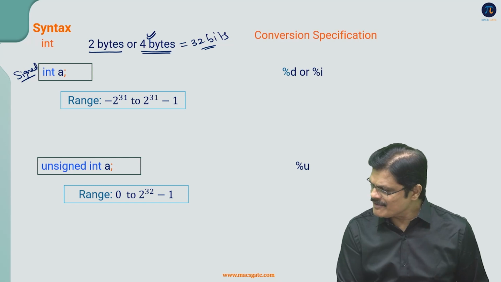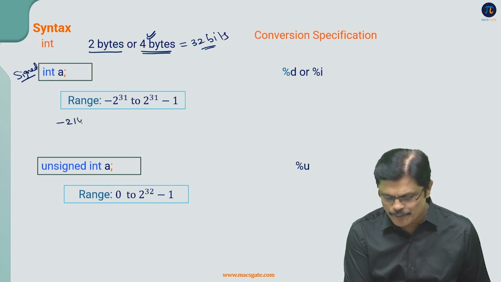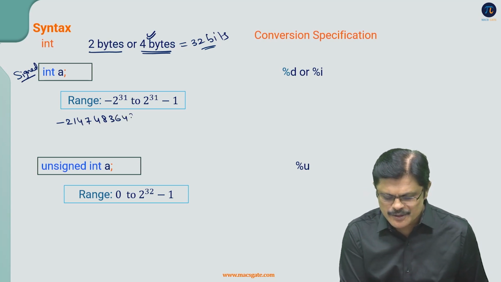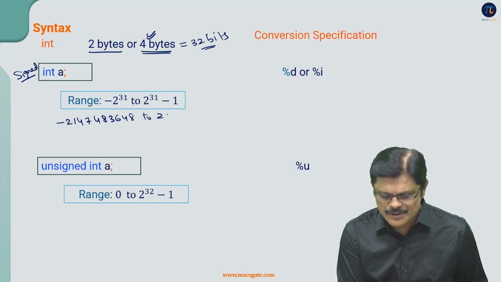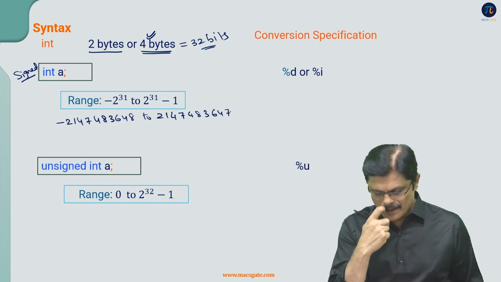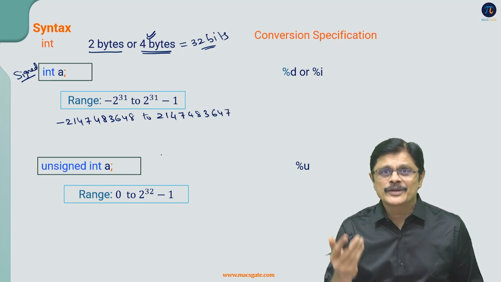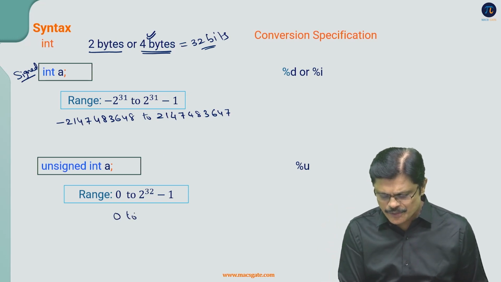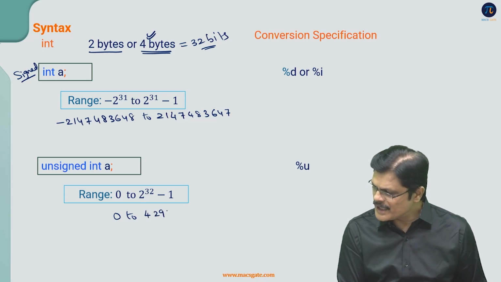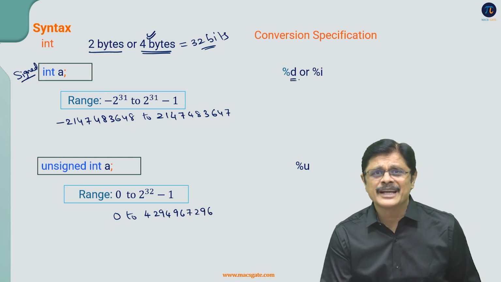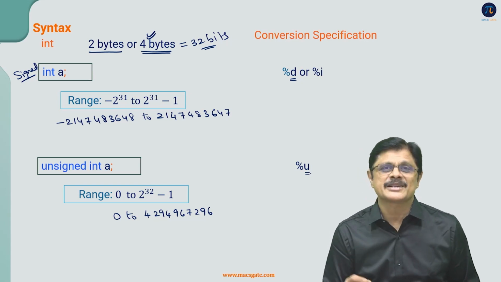I don't remember these numbers. If you want, I'll copy from somewhere. So it is minus 2147483648 to plus 2147483647. Whereas for unsigned, starting from 0 to 2 power 32 minus 1. So this number is 0 to 4294967295. And what about the conversion specification? For integer it is %d, for unsigned integer it is %u.